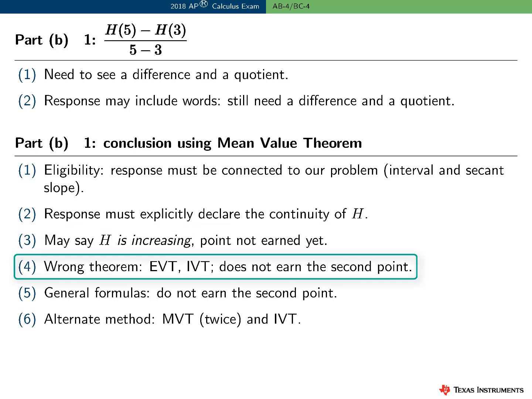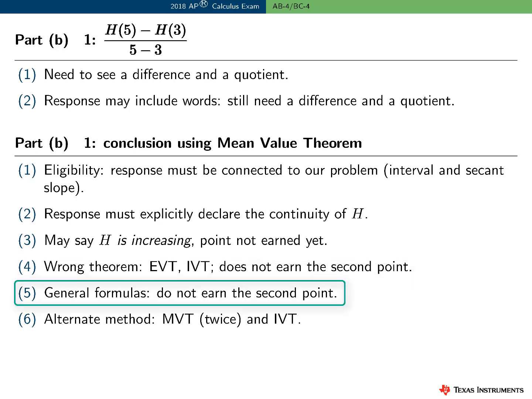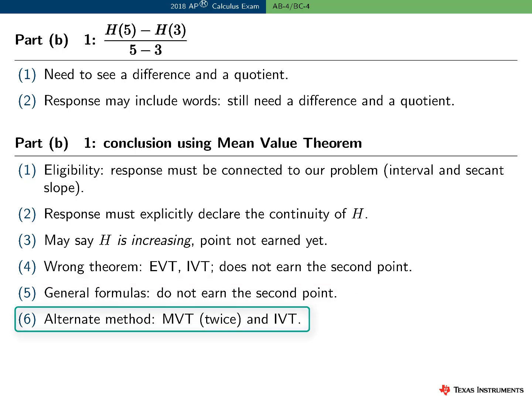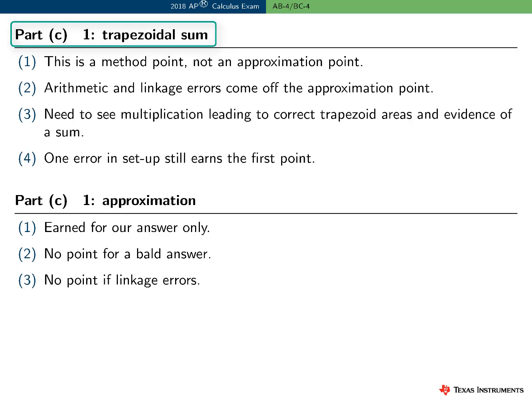If the wrong theorem is referenced, for example the extreme value theorem or the intermediate value theorem, the student does not earn the point. The response cannot simply be a general statement of the mean value theorem. And there's an alternative method for solving this problem using the mean value theorem twice and then the intermediate value theorem, which, if presented correctly, would earn both points in Part B.